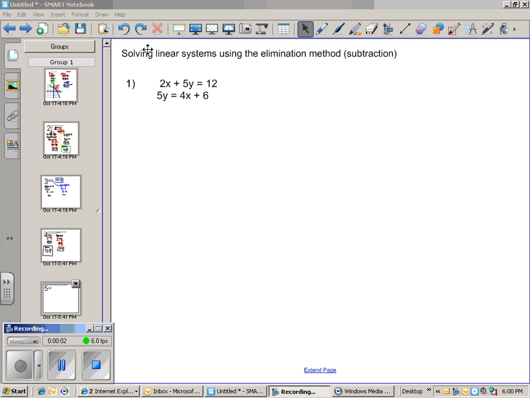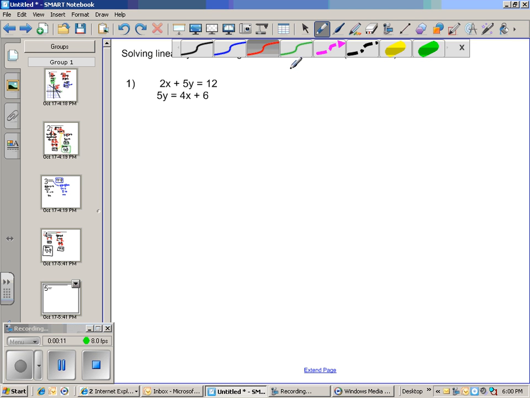Okay, today we will be solving linear systems using the elimination method. And this time we're going to be doing it using subtraction. So, to start here, the elimination method allows us to cancel out one of the variables so we can solve for the other one. It's actually sometimes a much quicker method than graphing or doing substitution.